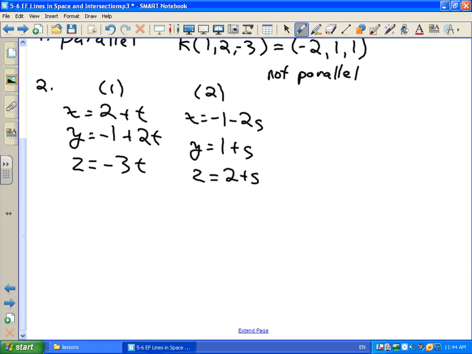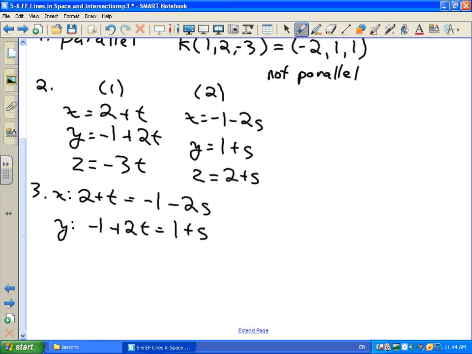And let's just move this up a bit. So let's equate these things together here. So we get 2 plus t equals negative 1 minus 2s. Those are x's. Our y's give us negative 1 plus 2t equals 1 plus s. And our z's give us negative 3t equals 2 plus s.